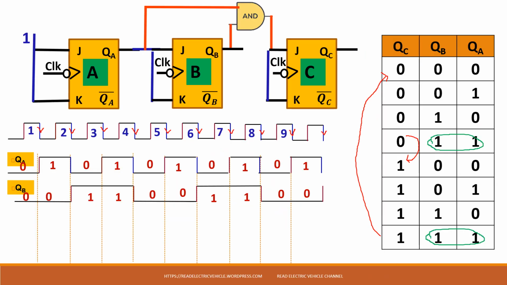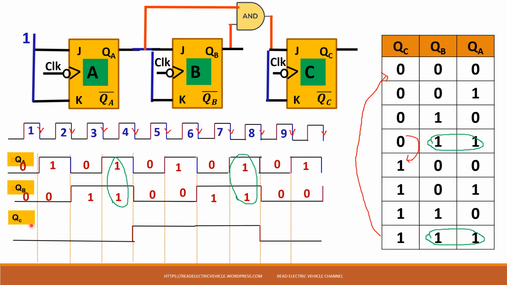So we can draw the timing diagram for the third flip-flop also. When both QA and QB are 1, this third flip-flop will change its state. So this will be the timing diagram for the third flip-flop.